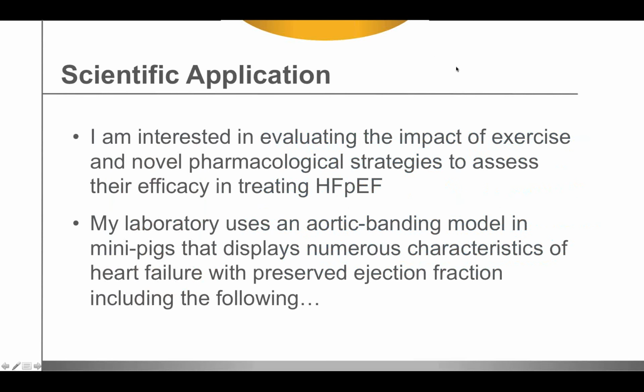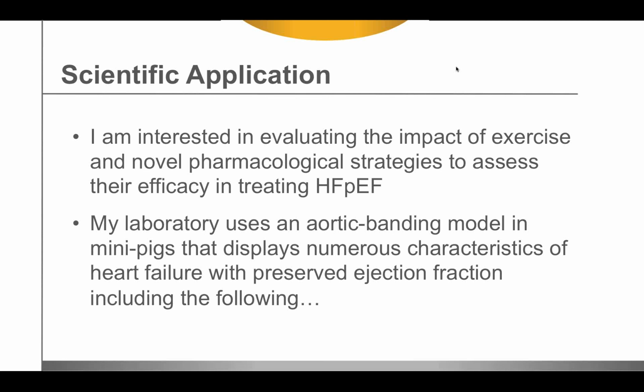So I have a background in exercise and cardiac physiology, and so my lab is really interested in evaluating both exercise and novel pharmacological strategies to assess their efficacy as a means of treating heart failure. Now, we use in particular in my lab a model of heart failure that looks more like heart failure with preserved ejection fraction, or what many of you might have known as being classically referred to as diastolic heart failure. And we use an aortic-banded mini pig model to do that.